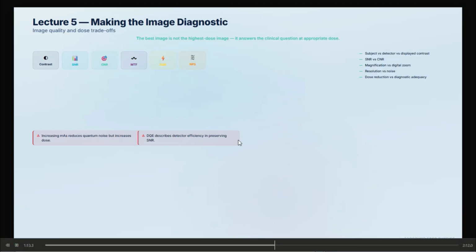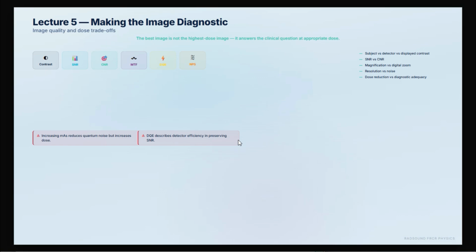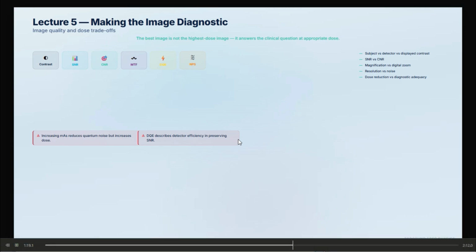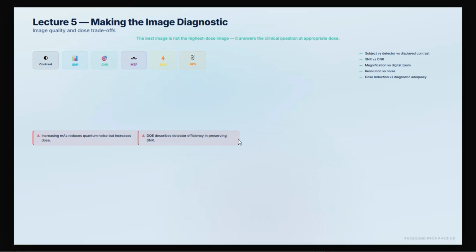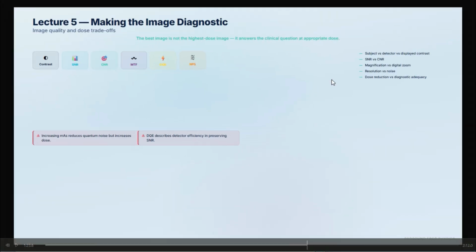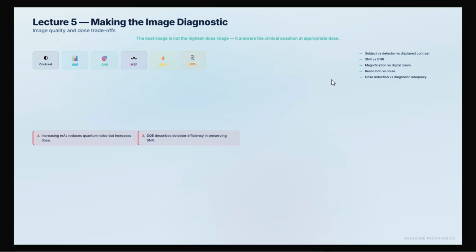So now coming to lecture 5, making an image of diagnostic quality. We discussed the quality factors affecting image quality: objects versus detector, displayed contrast, signal to noise ratio, contrast to noise ratio, magnification, the difference between magnification and digital zooming, resolution versus noise, dose reduction, diagnostic adequacy. Increasing mA reduces quantum noise, but increases dose at the same time. DQE describes detector efficiency in preserving signal to noise ratio at the same level for the same amount of photons.